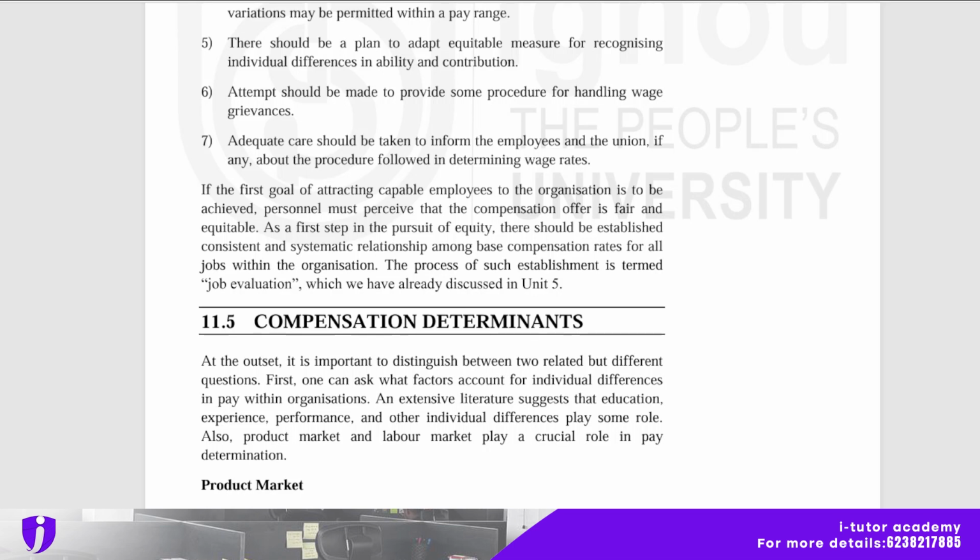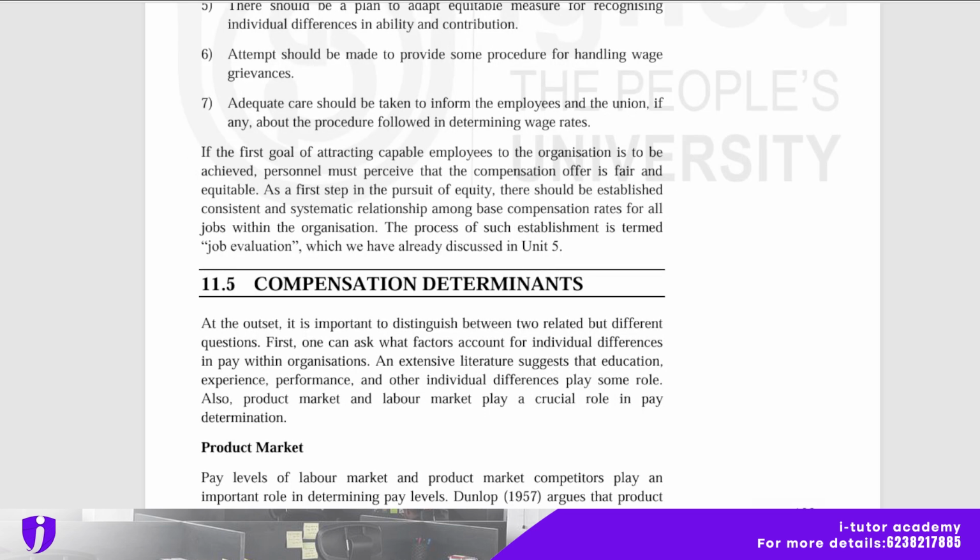If the first goal of attracting capable employees to the organization is to be achieved, personnel must perceive that the compensation offer is fair and equitable. As a first step in the pursuit of equity, there should be established a consistent and systematic relationship among base compensation rates for all jobs within the organization. The process of such an establishment is termed job evaluation, which we have already discussed in unit 5. You can go through that video also.